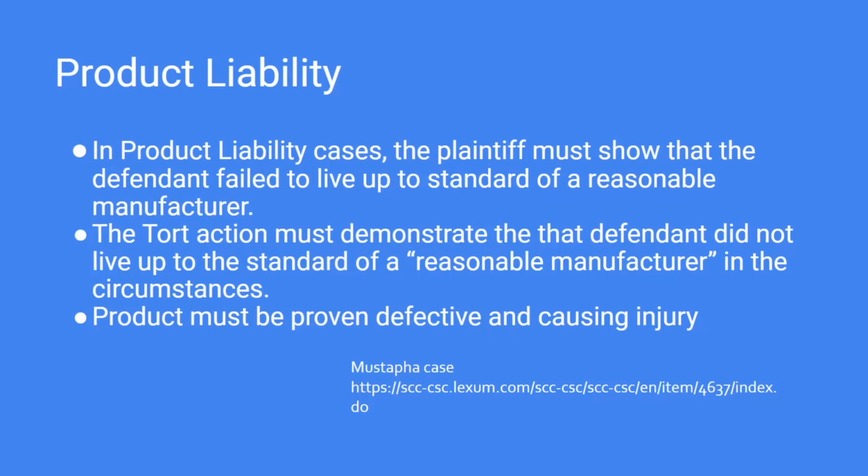The other issue, again, and this is still very much Donoghue versus Stevenson, where we look at product liability. Plaintiffs must show the defendant failed to live up to the standard of reasonable manufacture. And that's exactly what Mrs. Donoghue did. The tort action must demonstrate the defendant did not live up to the standard of a reasonable manufacturer in the circumstances.